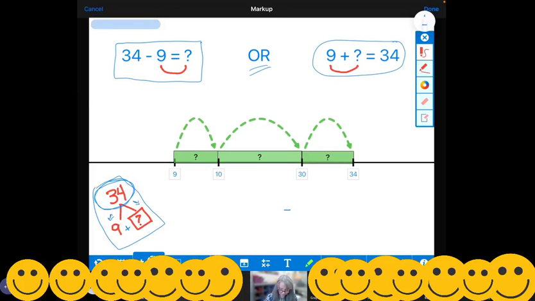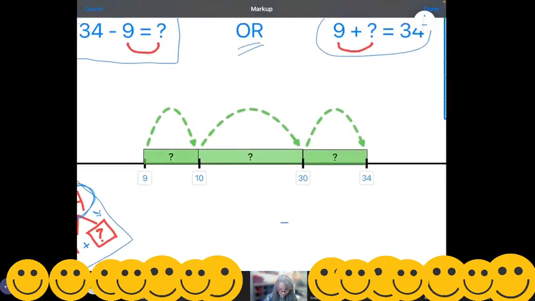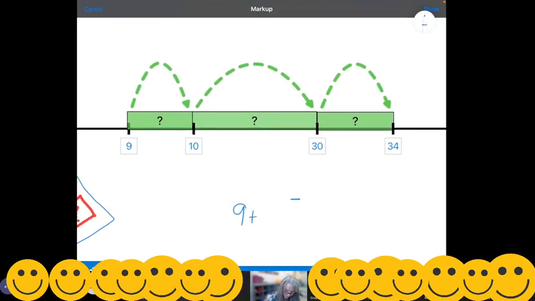So on this, let me open this up a little bit more. And we are doing 9 plus question mark equals 34. That's what this number line is showing you. 9 plus question mark equals 34. Okay? We've seen open number lines before. What I want to do is talk about the direction of the arrows on this number line: where the number line begins, where it jumps to, where we hop to, and where it ends.